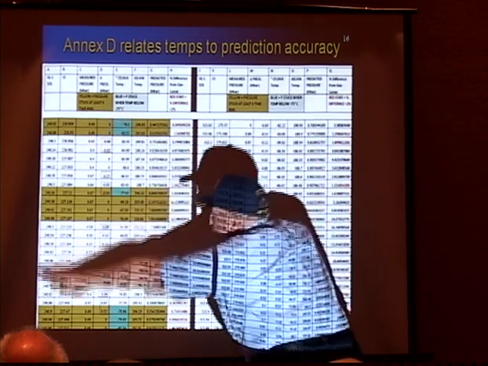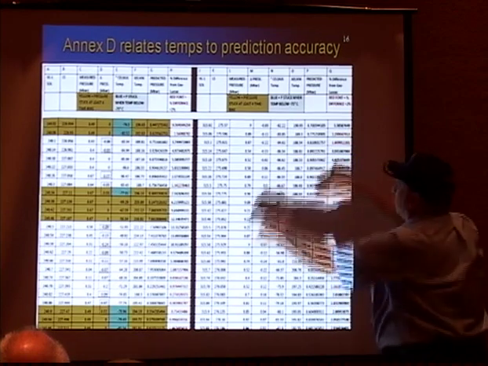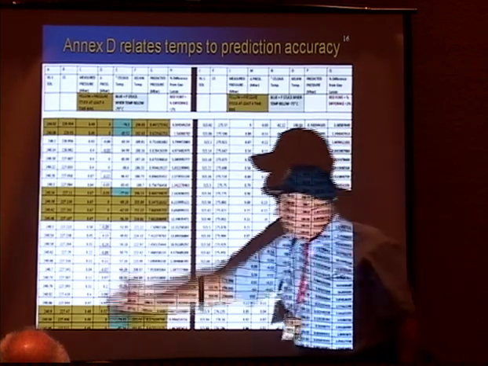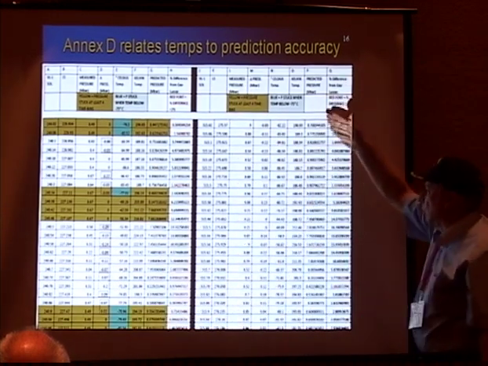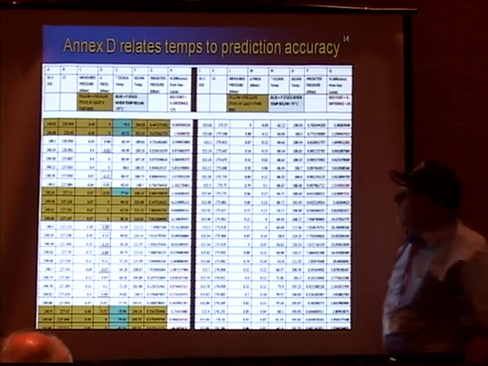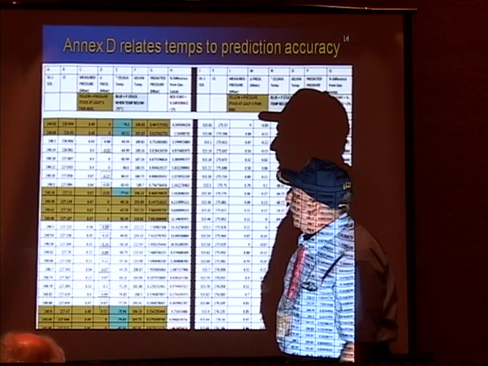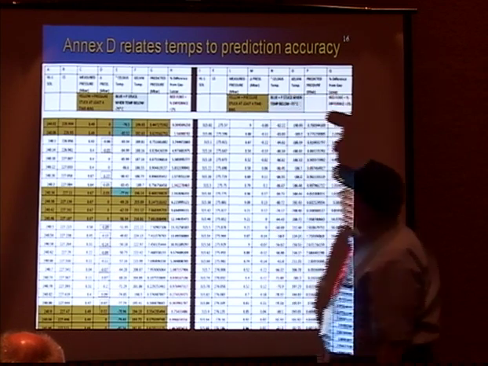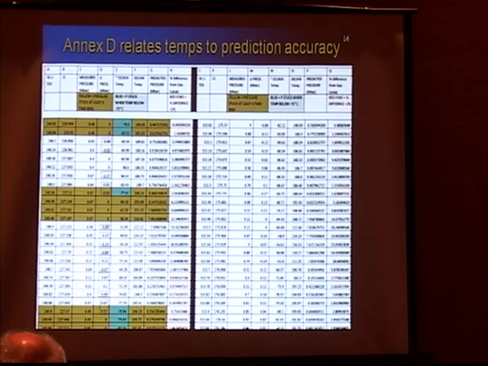The left side is one sol, one Martian day. The right side is a different one. They go on for, I don't know, like 75 days this way, and then they start over and continue down. You see like 150 some odd days of data over here. And what you're looking at is hour by hour over here. How well could we predict the pressure?